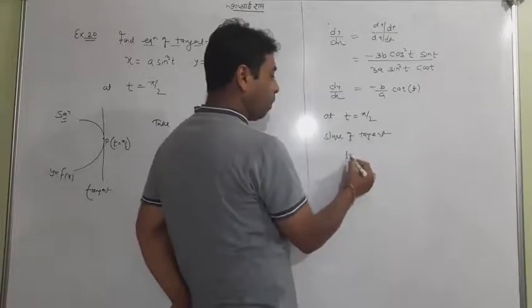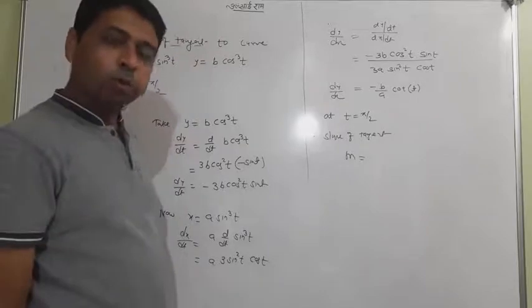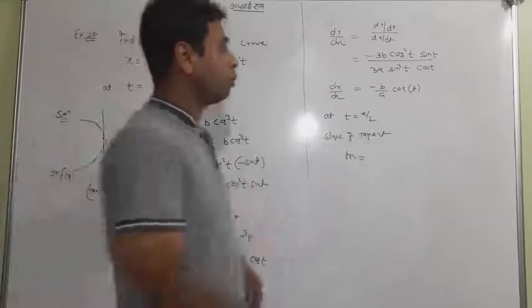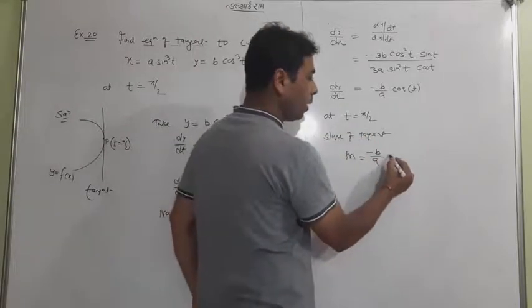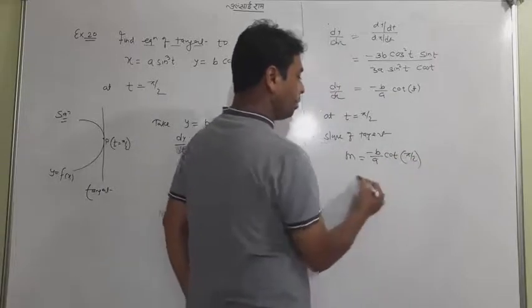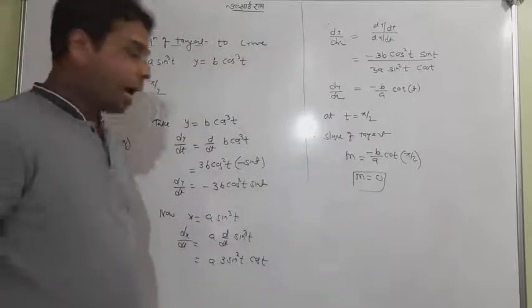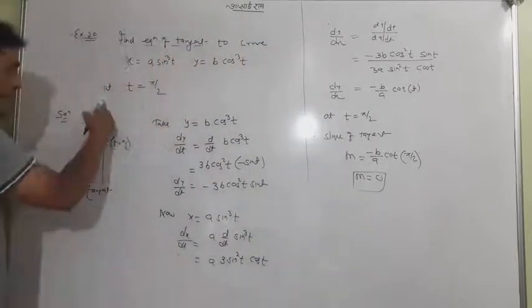This is going to be m, and this time it is t only, not x and not y. So only t, and t is already given as pi by 2. So put here minus b upon a cot pi by 2, and cot pi by 2 is itself 0. So very interesting, we have got m equal to 0. And you know that I have got m.